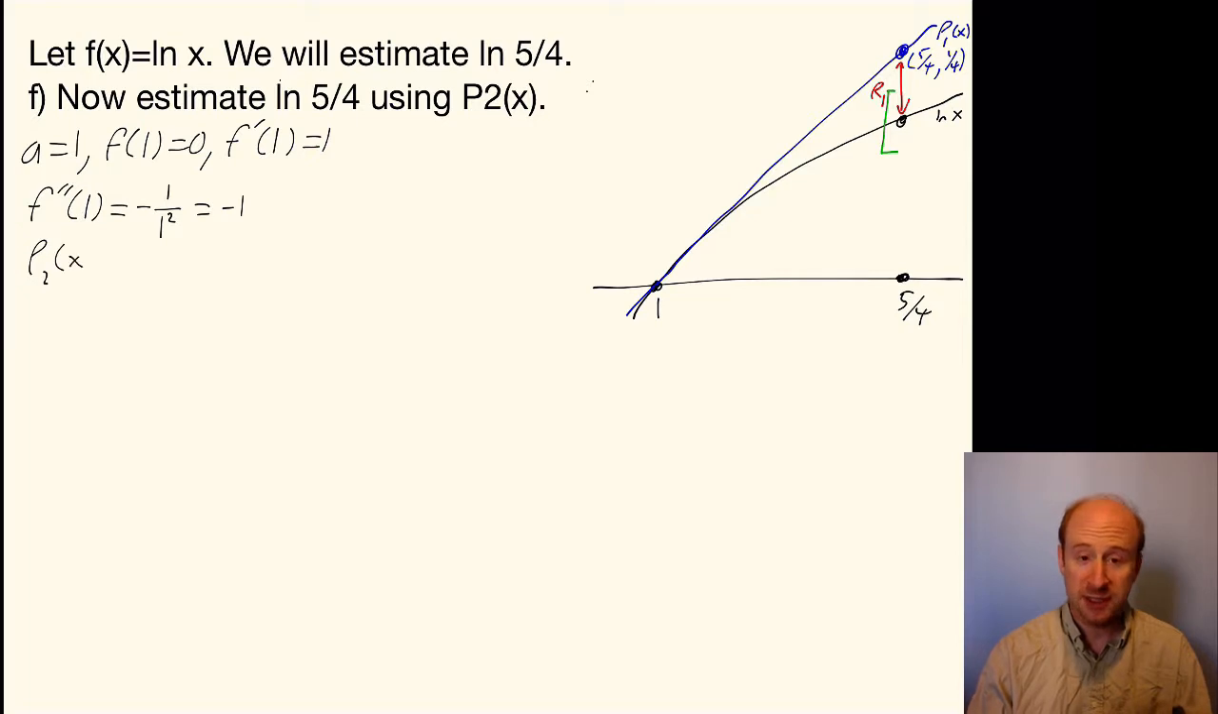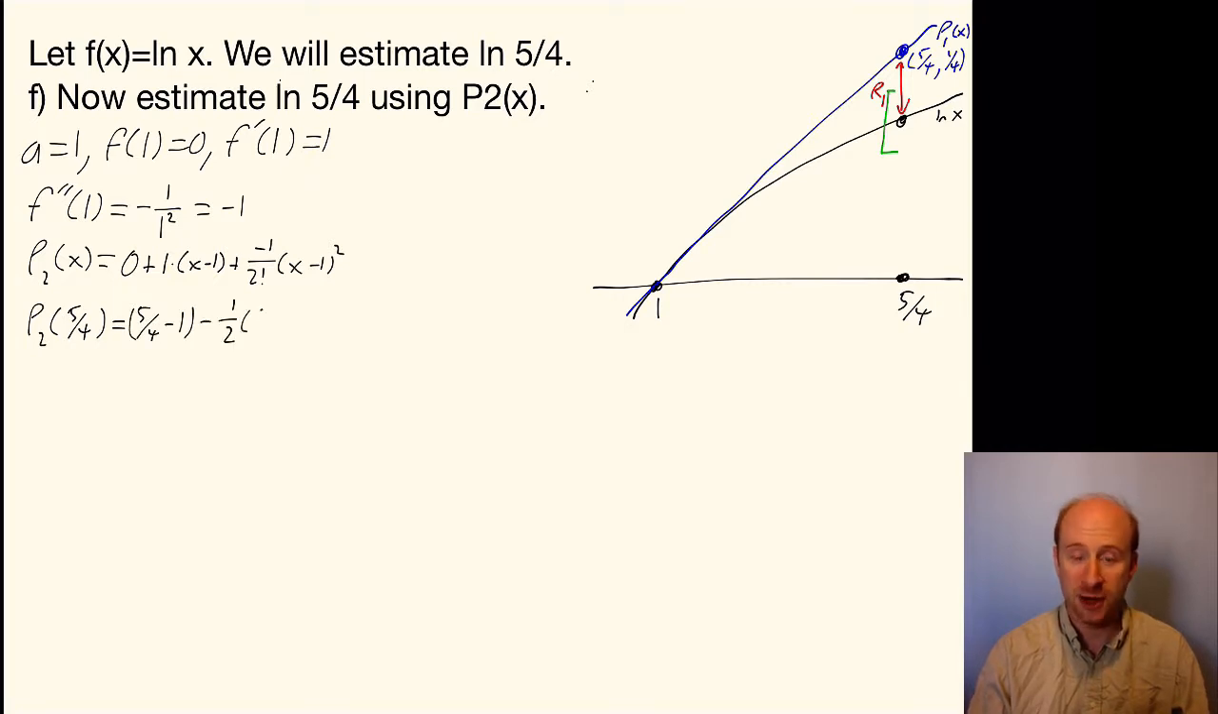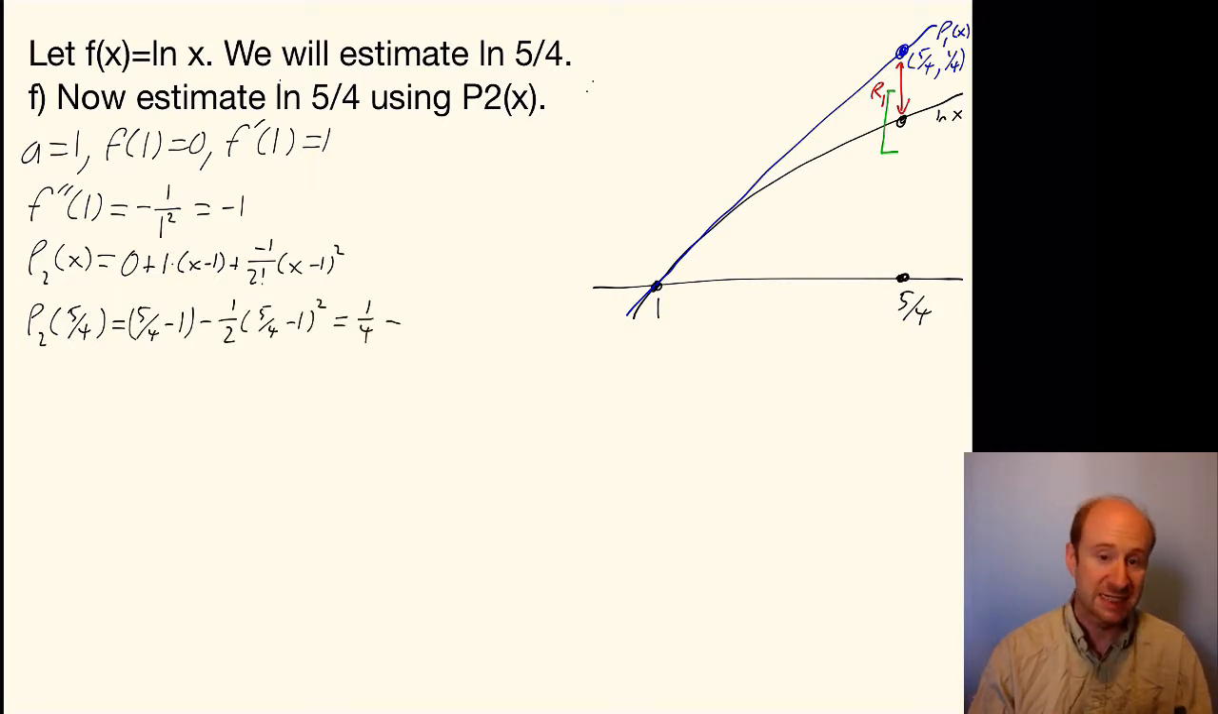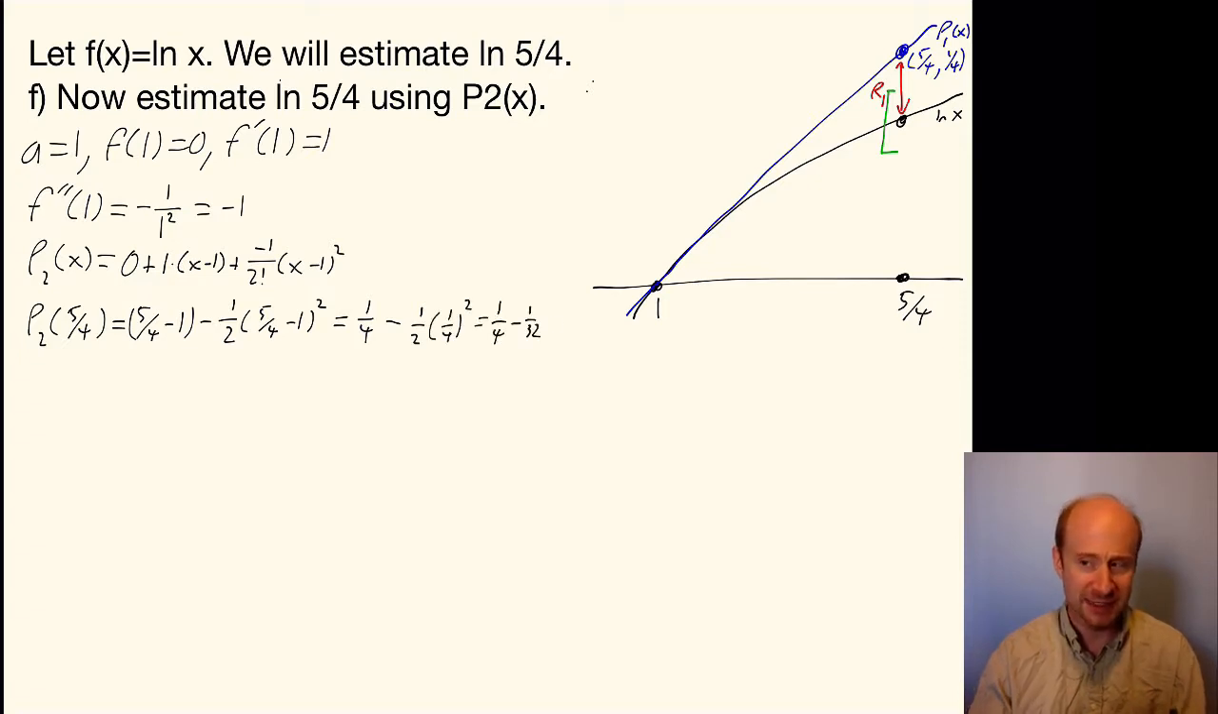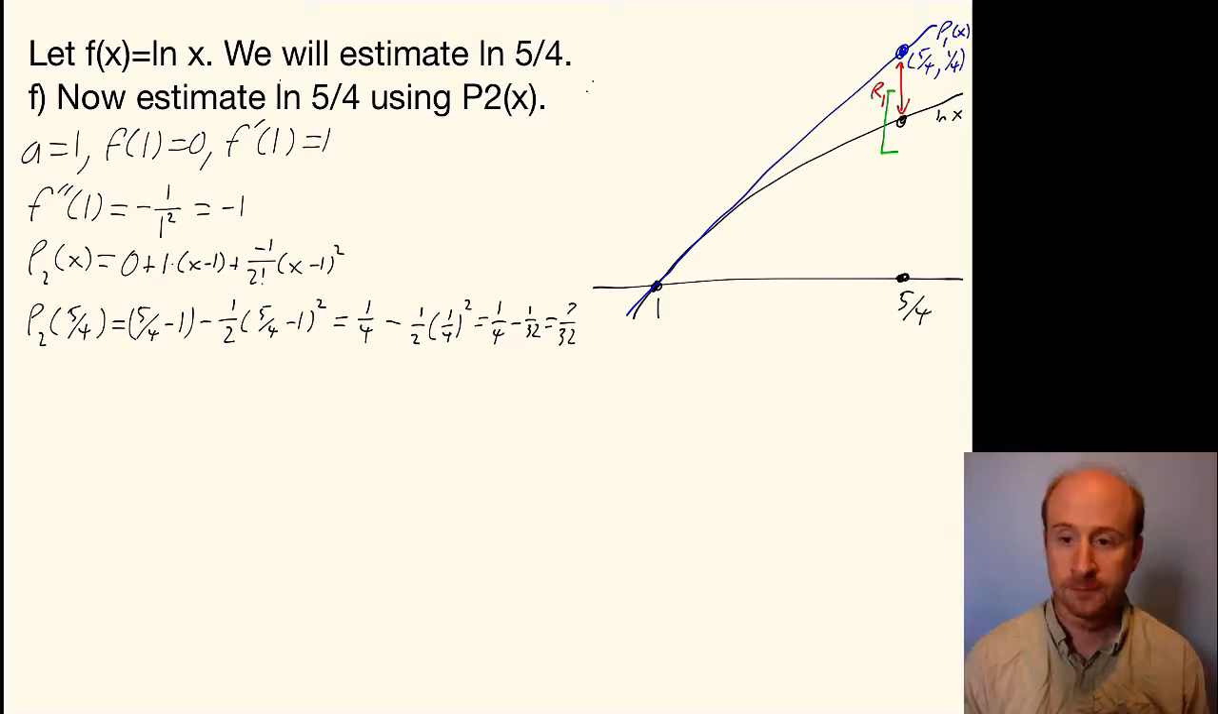So P2 of x is 0 plus 1 times x minus 1 plus negative 1 over 2 factorial times x minus 1 squared. And when we plug in 5/4 and we work that all out, we get exactly 7/32, which actually happened to be exactly the lower bound from our previous estimate, which won't always happen, but is sort of a coincidence in this case.